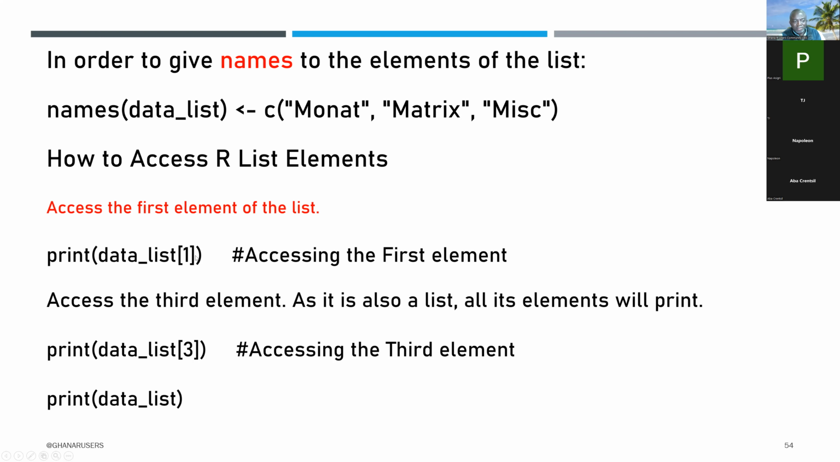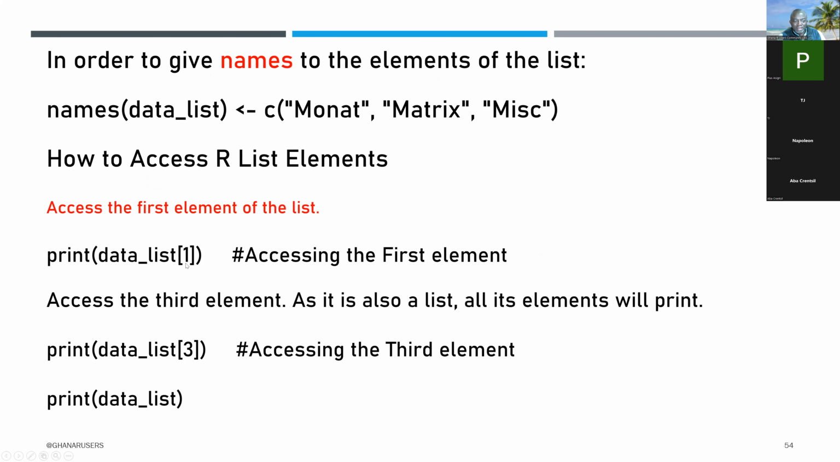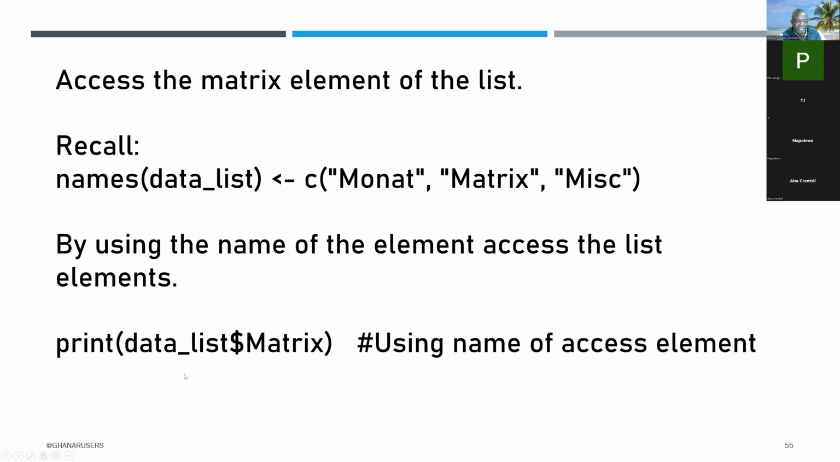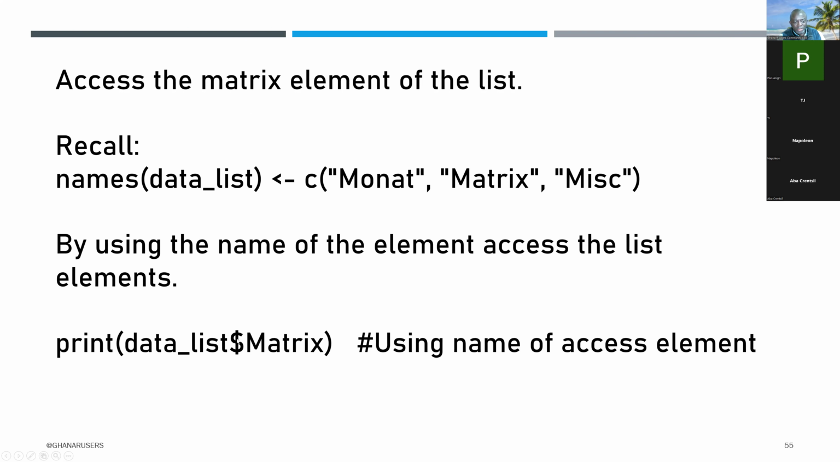I can access the list elements by just using the brackets: 1 for the first, if I want the second one, 2, third one, 3. In R, we could just say data list 1 into print, or if you like, you can say print data list 1. Is that the same thing? So here I can use the brackets to access the element. You could as well use the dollar sign to access the element. So data list dollar matrix will give you the element. So either you use the brackets or the dollar.